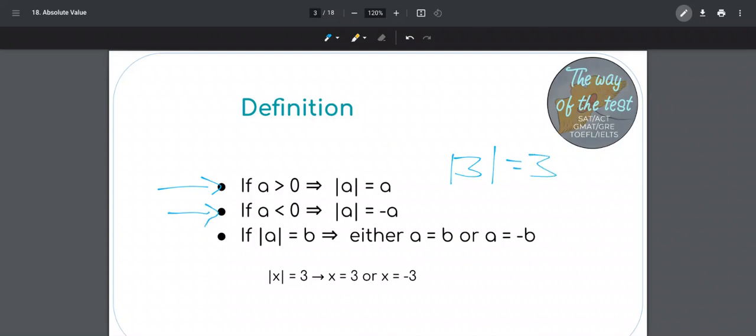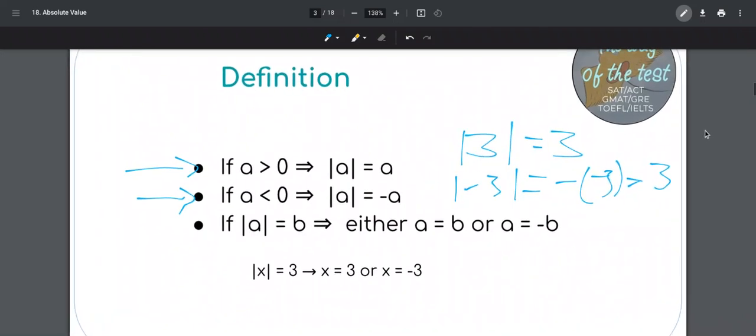If the input is a negative number, then the output is going to be the negative of that, which means if my input is negative 3, then the output is going to be negative of negative 3, therefore making it positive 3. The output, as I said, is always positive.